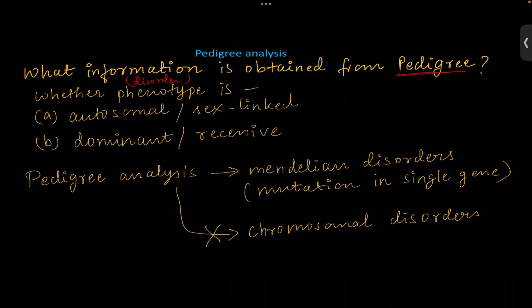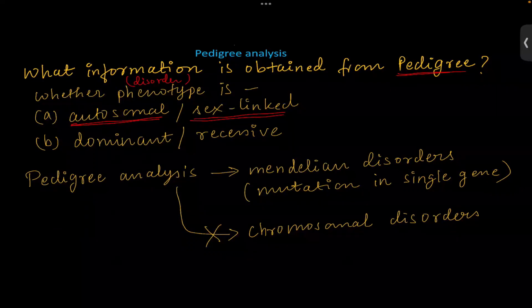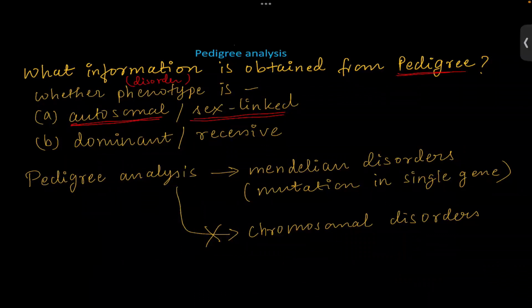It means whether the mutated gene is present in the autosomes, in humans there are 22 autosomes, or whether it is present in one of the X or the Y chromosomes. That is, whether it is present on the sex chromosomes. And how does the mutated allele behave? Is it a dominant allele or a recessive allele?